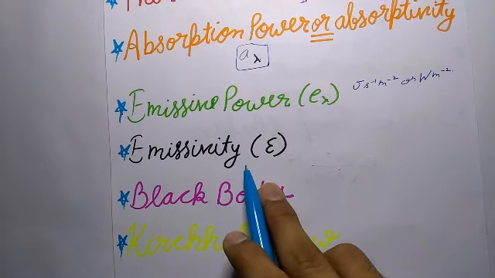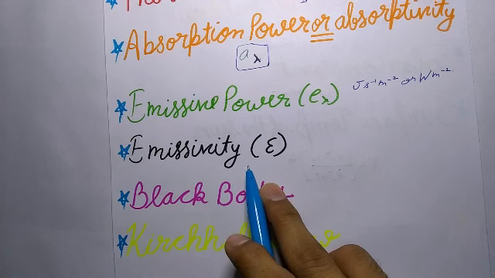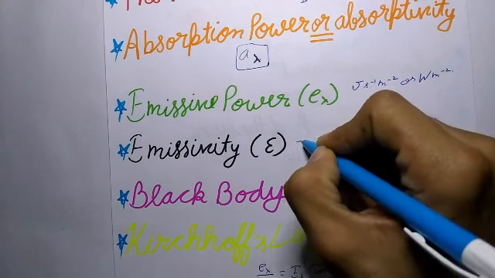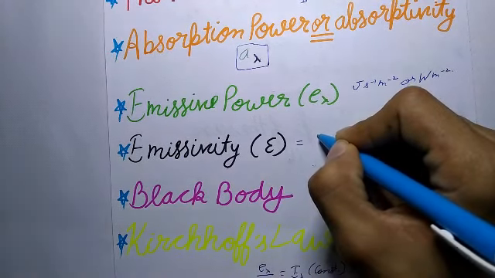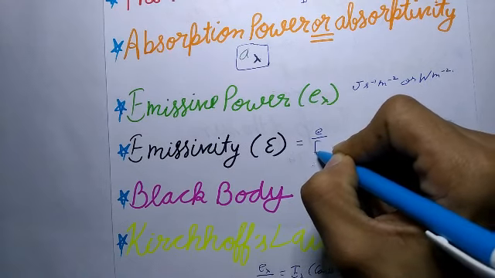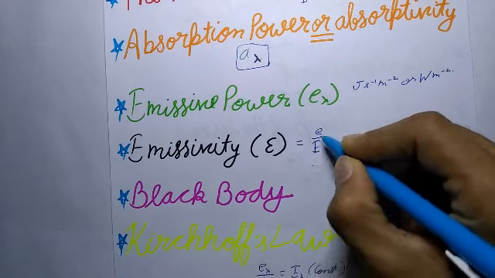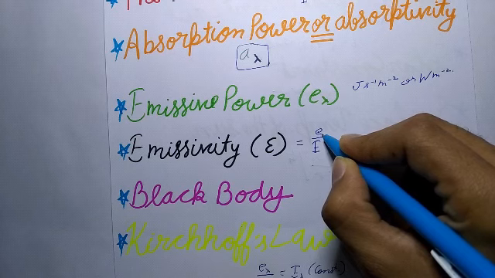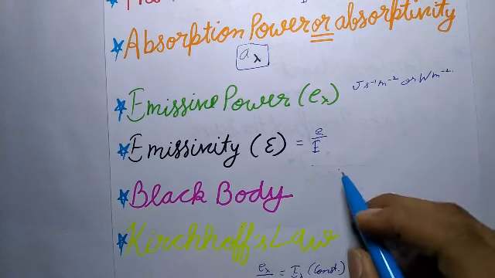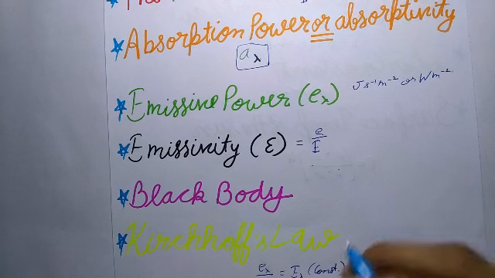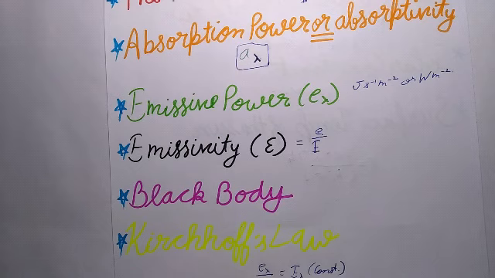Now next is emissivity. It is the ratio of emissive power small e of a body to the emissive power capital E of a black body. Here let me write first. This equals e upon E. So this is the emissive power of a body and this is the emissive power of a black body at the same temperature. It is a dimensionless quantity having a value between 0 and 1. The emissivity of a black body is 1.